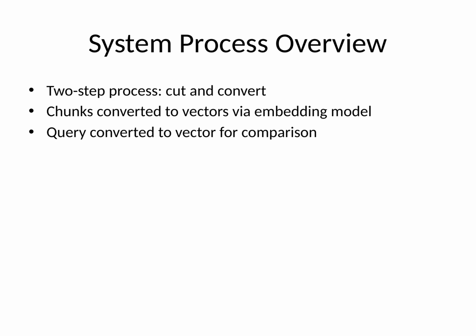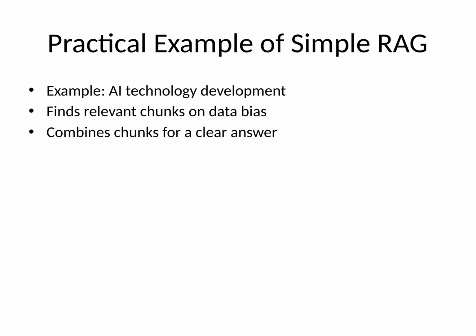How does the system work? Simply put, it's a two-step process. First, cut all the documents, convert each chunk into a vector through an embedding model, and store it in a database. Second, when a user asks a question, the system also converts the query into a vector, finds the most similar chunks in the database, and feeds these chunks to the large model for a deep answer.